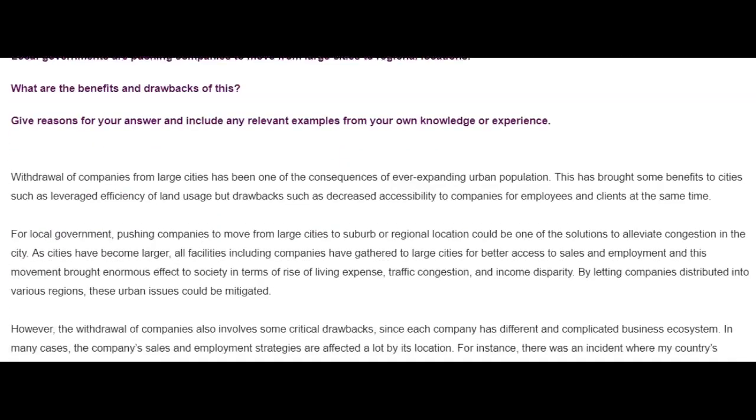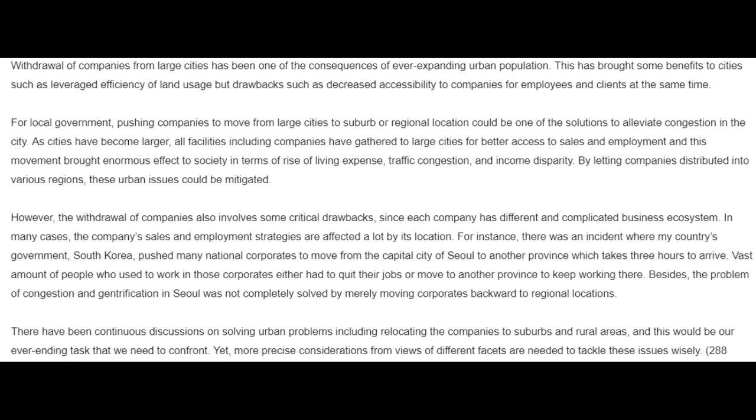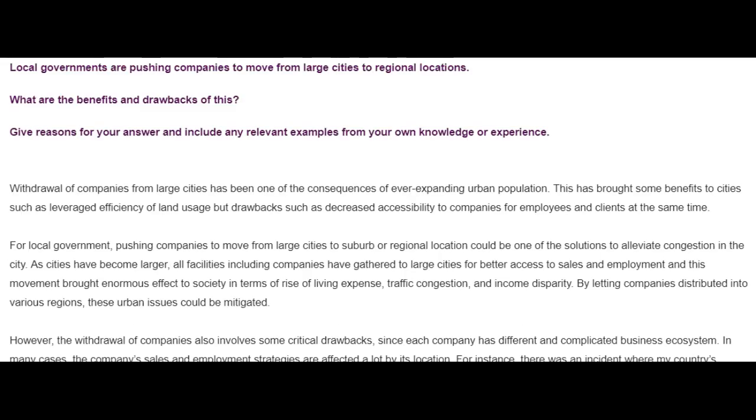All right, so let's now go on to your task 2. This is the one about moving companies into regional locations. Let's see what you said. Withdrawal of companies from large cities has been one of the consequences of an ever-expanding urban population.